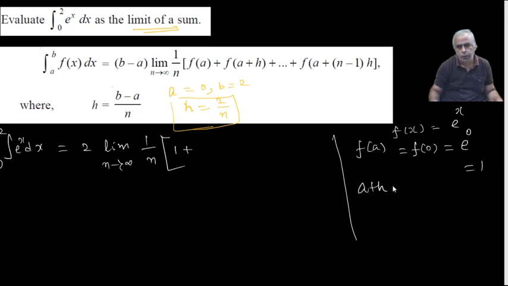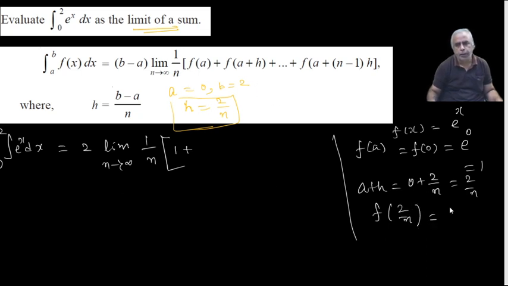a plus h, what is a? a is equal to 0. What is h? h is 2 by n. So 2 by n. So in that case, f of 2 by n is equal to how much? That is f of a plus h. f of a plus h is nothing but f of 2 by n. That is nothing but, you have to substitute here, so e power 2 by n. Okay, so you can put e power 2 by n.